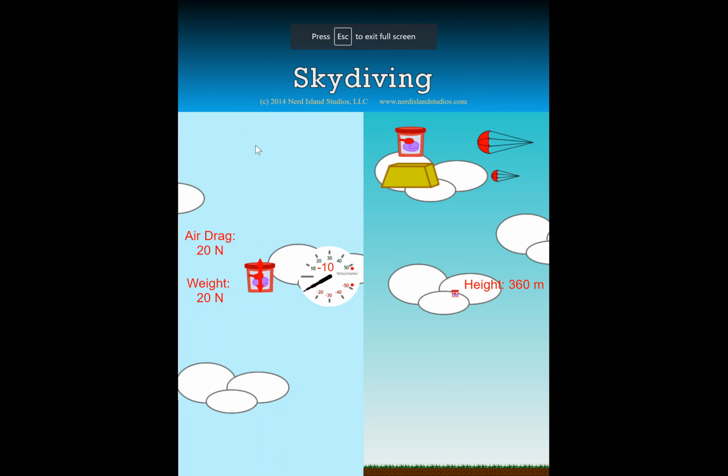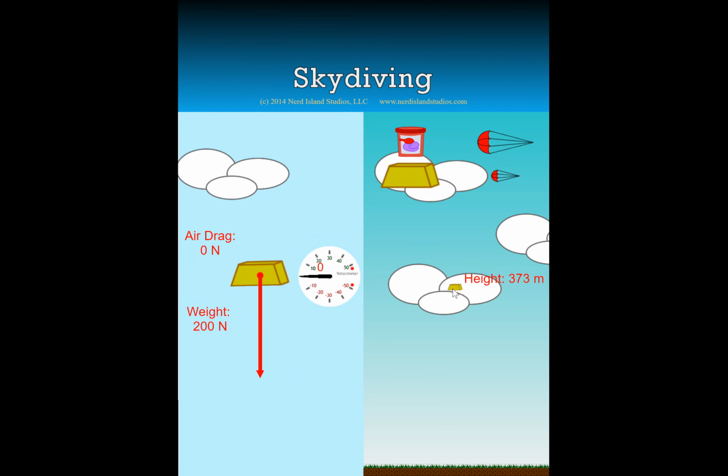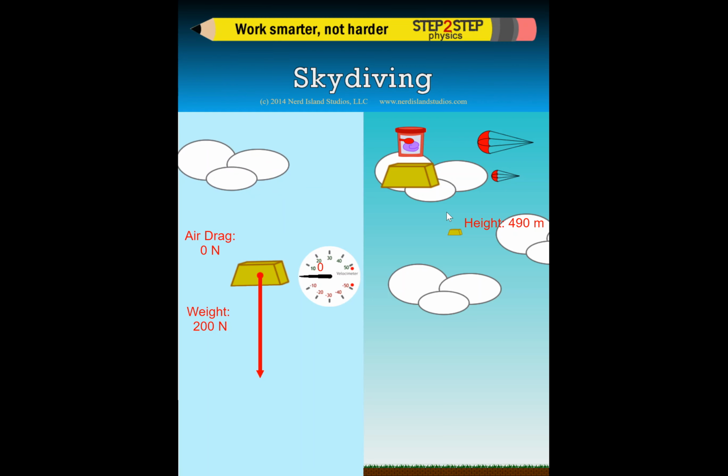So I'm going to drop this bigger object here. I'll just grab onto him for the moment. I'm going to take him up here now. I'm holding him up in the sky with my mouse. Now the weight of this object is 200 newtons. So the weight is just the force of gravity that's acting on the object, and so that's the mass of the object multiplied by 9.81.